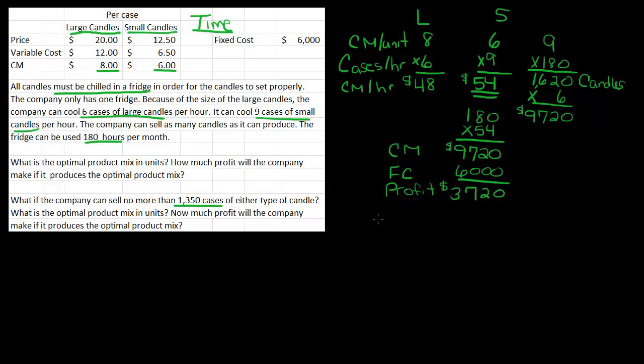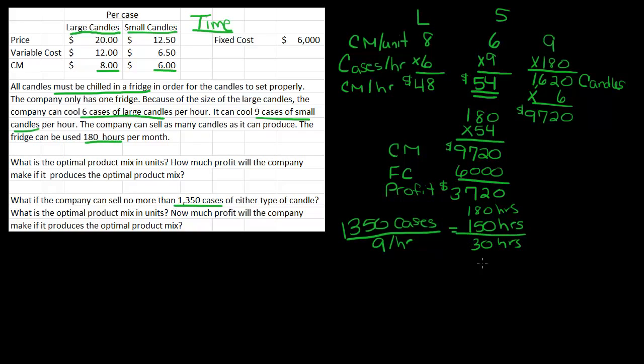So how do we figure that out? Well, we can sell 1,350 cases of small divided by 9 cases per hour, and that gives me 150 hours. So it takes 150 hours to make 1,350 cases. If I have 180 hours total, that means I've got 30 hours left to make large candles.